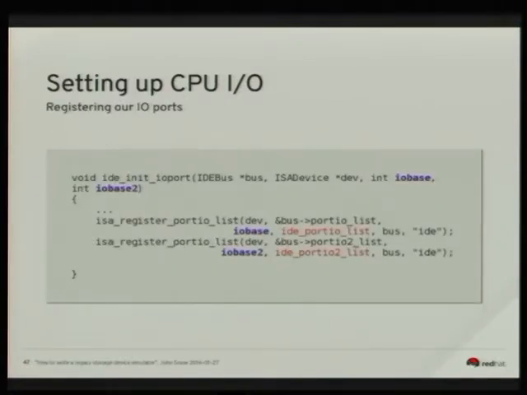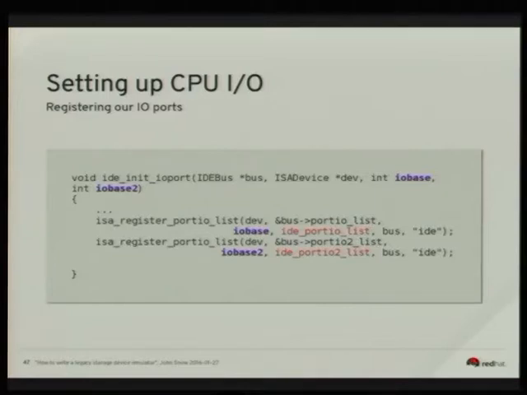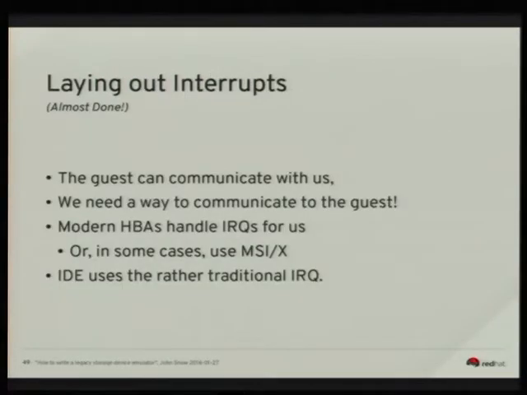And then in the initialization here, we're going to pass this off to the ISA register port IO list function, which is going to use these two structures, IDE port IO list and IDE port IO 2 list, which are defined over here. And this is how we're going to hook into when the guest operating system requests to talk to our device. So we have all of these functions that we've defined read and write for. This is the base register. These are read and write to the data register, and these are read and write to the status register. So we can describe this struct of all these read-write functions, and then we can hook them into the port IO register list, and then QEMU will handle the rest for us. If the guest asks to talk to these ports, we will get calls to these functions, and we can write the command handlers accordingly.